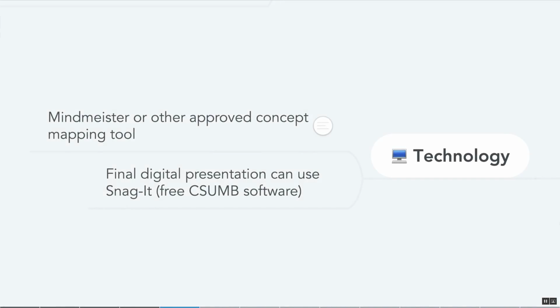So this project will use a number of different technology or software applications. Right now I'm using MindMeister. MindMeister is the tool that we are going to propose using for this concept map. However, if there's another concept mapping tool you would prefer to use or you find easier, please talk to us and we can approve that on an individual basis.